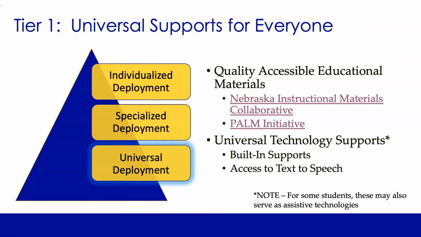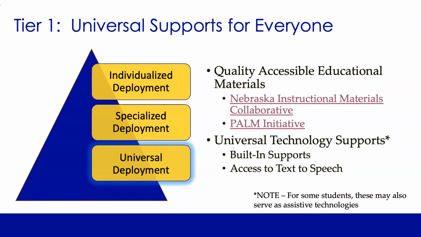When we talk about universal technology supports, we talk about what types of technologies are readily available and deployed widely for all students to use. And two areas that are key are what types of supports are already built into the technologies that students are using, and ensuring that students have access to reliable text-to-speech. In other words, allowing the text that is in front of them to be read aloud.